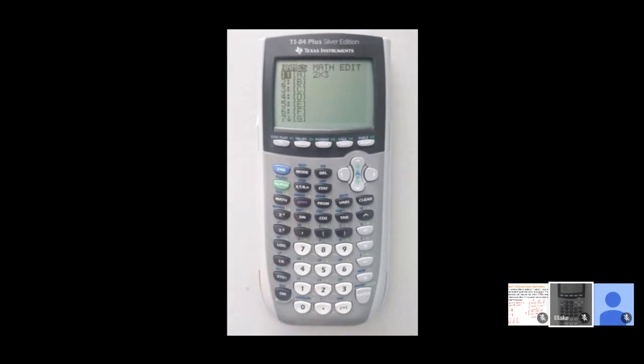And I'm going to select under names now the matrix that we just put in there. So wherever you put that matrix, again, I put mine in A. So I'm going to select matrix A. And then we just have to press enter. And it's going to tell us what the reduced row echelon form is of that matrix.